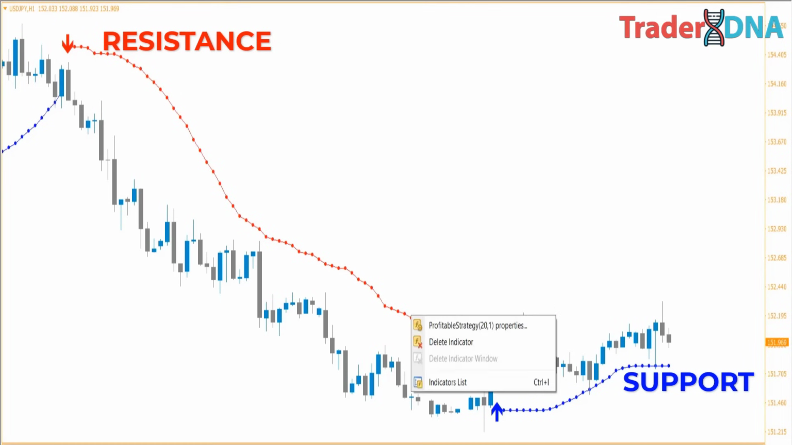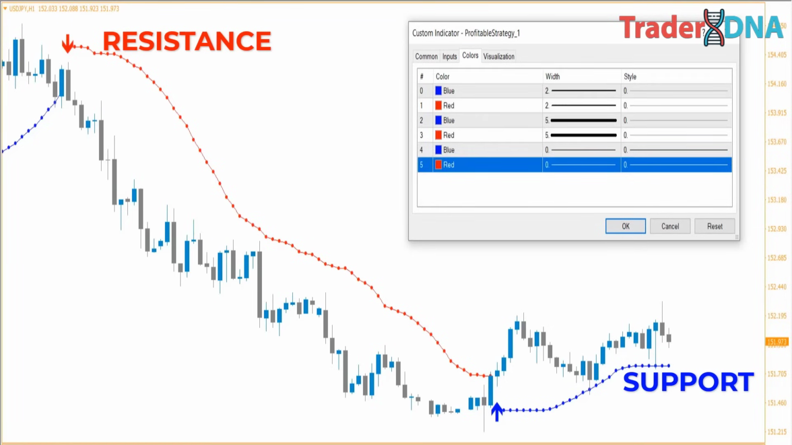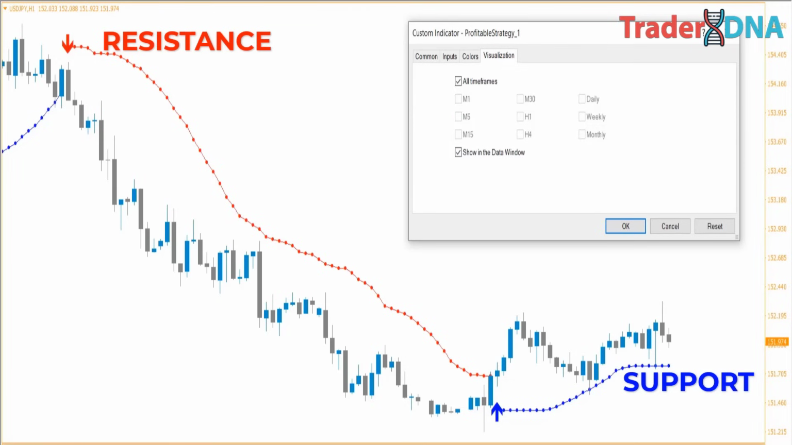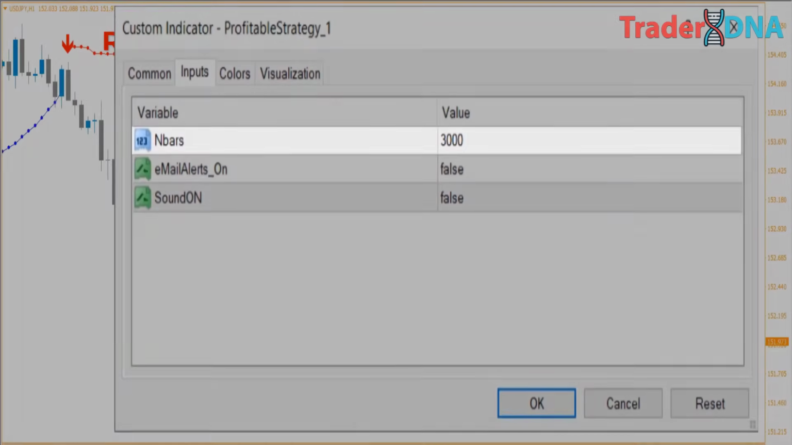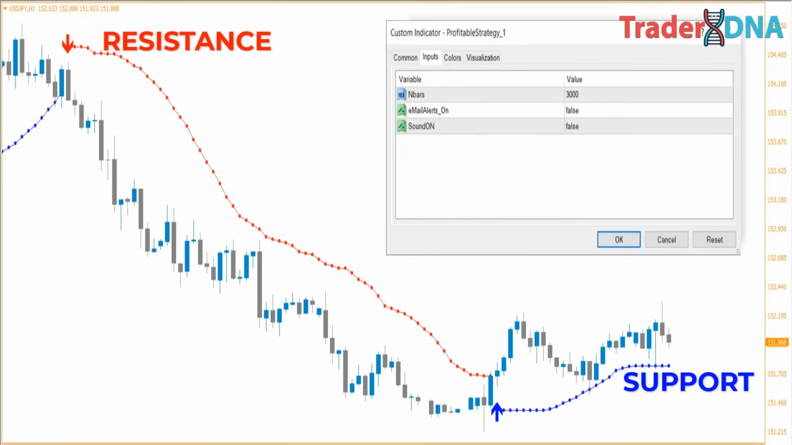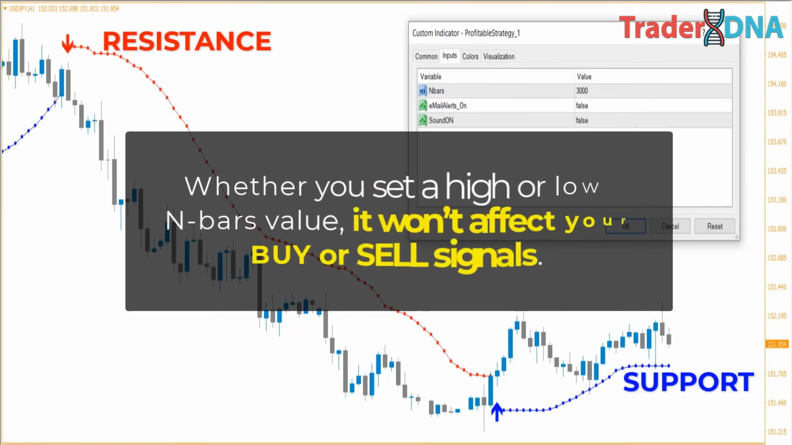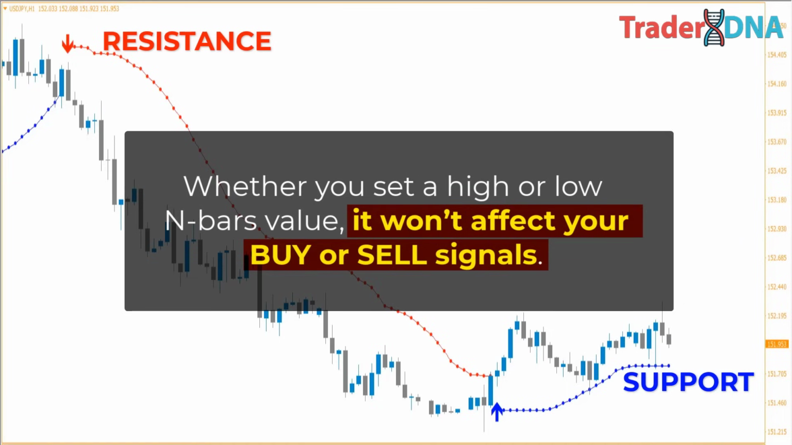Now here's something critical. You can't modify the core calculations of this indicator because its role is to provide a stable, reliable reference point. The only thing you can adjust is the number of bars it analyzes, or N bars. In this example, we've set it to 3000, meaning it calculates flexible support and resistance levels based on the last 3000 candles. Now, here's what I've discovered through my own experience. Whether you set a high or low N bars value, it won't affect your buy or sell signals. Why? Because this support and resistance framework is based on a fixed calculation formula, meaning it doesn't change.